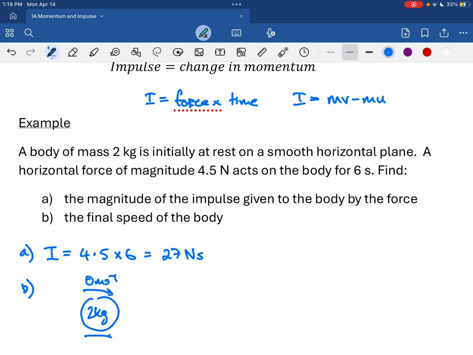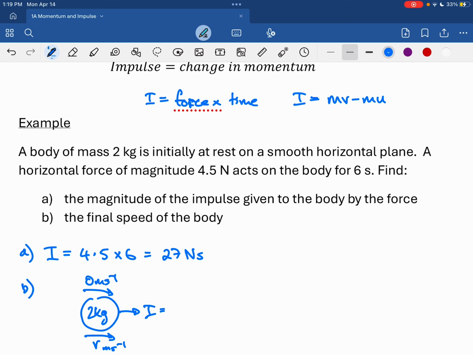And then afterwards, after it received an impulse from this 4.5 Newton force, you can appreciate that the force was hitting it from left to right, so it receives an impulse that moves to the right, and we will then have a velocity afterwards that we don't know, and that's what we're going to try and work out. We're going to try and work out the value of v.